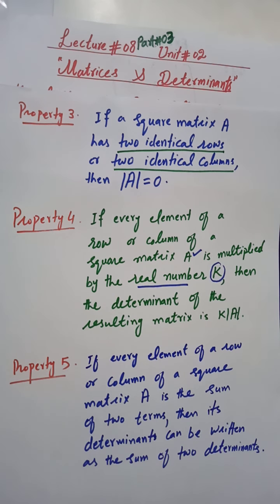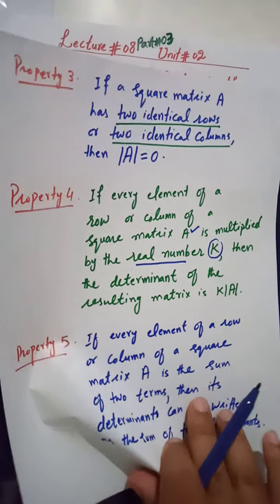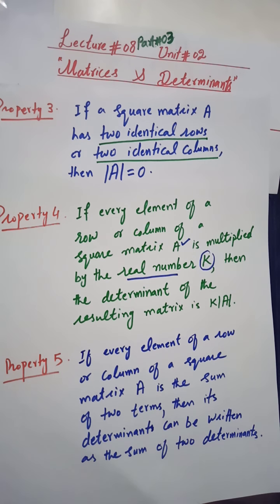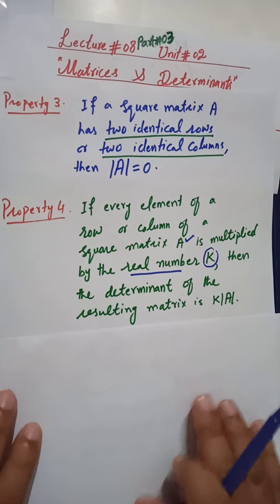I explained this property through this example. Okay, now property number 5. With property number 4 we can explain 2 points from here. From property number 4, I am explaining a little more, taking a general matrix.